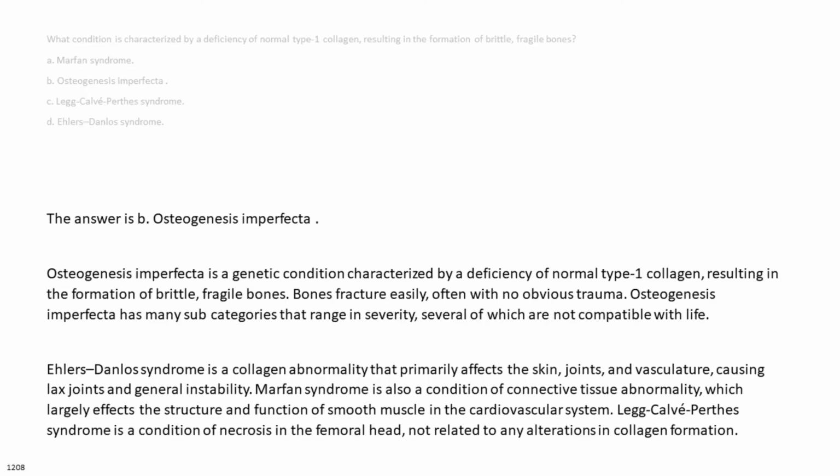The answer is B. Osteogenesis imperfecta. Osteogenesis imperfecta is a genetic condition characterized by a deficiency of normal type 1 collagen, resulting in the formation of brittle, fragile bones. Bones fracture easily, often with no obvious trauma. Osteogenesis imperfecta has many subcategories that range in severity, several of which are not compatible with life.